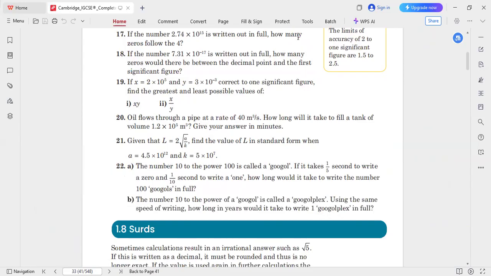In part number 19, they gave us X and Y, and they're saying correct up to the nearest one significant figure. We need to find the greatest and the least possible value for X, Y, and X by Y. The least possible value and the greatest value we can only find if we deal with these according to the lower bound and upper bound. Okay, so let's work on this part 19.